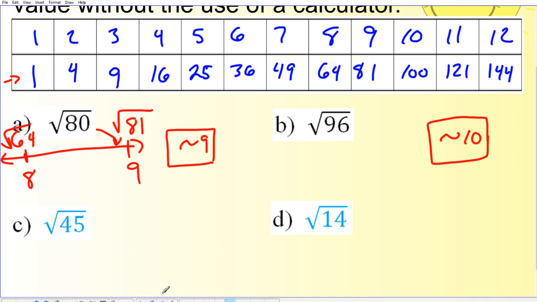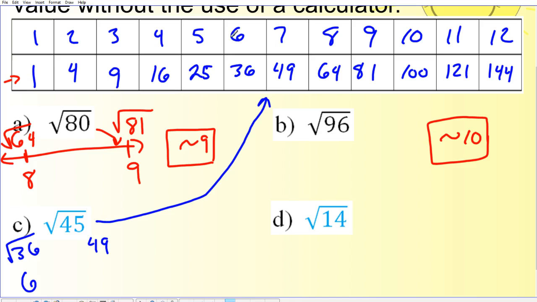All right, so the square root of 45. If I'm looking at my list up there, the square root of 45 falls right between here. So my two perfect squares that surround 45 are 36 and 49. Square root of 36 is 6. Square root of 49 is 7. So where does square root of 45 fall? It falls closer to the 7 than it does to the 6. So I'm going to say the square root of 45 is about 7.